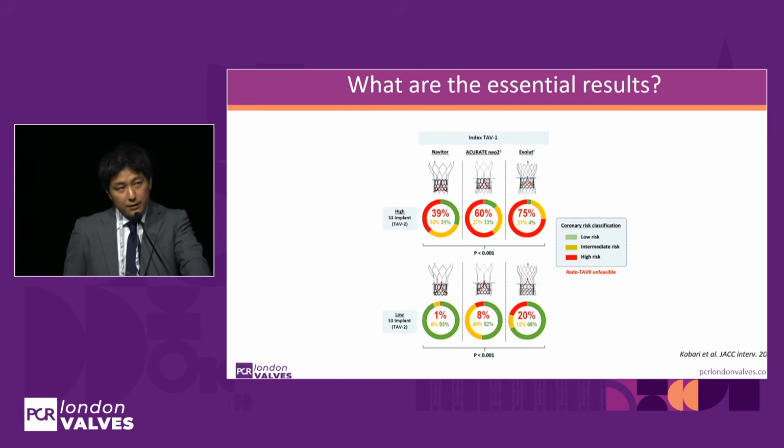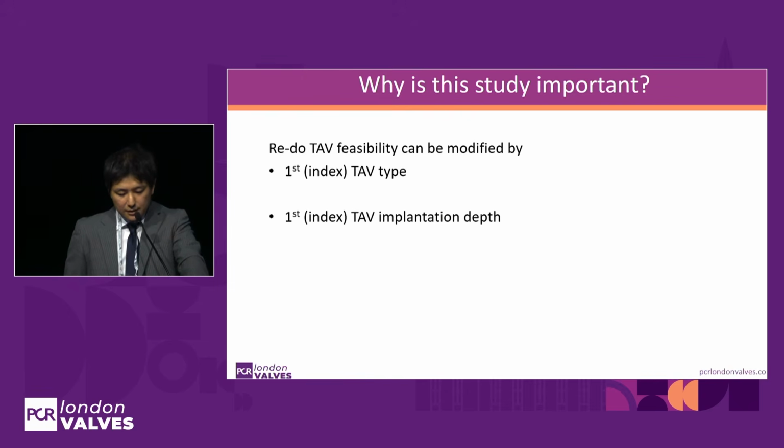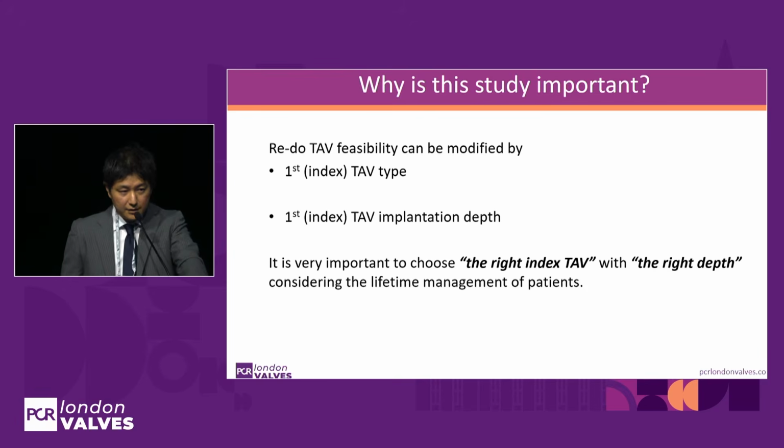Interestingly, if you compare these results with other self-expanding valves, of course, we cannot use the accurate anymore. Regardless of the implantation depth of the second SAPIEN, Navitor offers a promising result, maybe because of the interleaflet position of the Navitor. So, redo TAVI feasibility can be modified by the index TAVI type and the TAVI implantation depth. That is why it is very important to choose the right index TAVI with the right implantation depth, considering the lifetime management of patients.